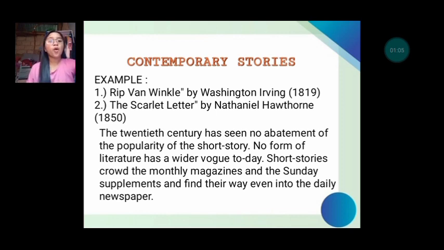rather. So no form of literature has a wider vogue today. Short stories crowd the monthly magazines and the Sunday supplements and find their way even into the daily newspaper.